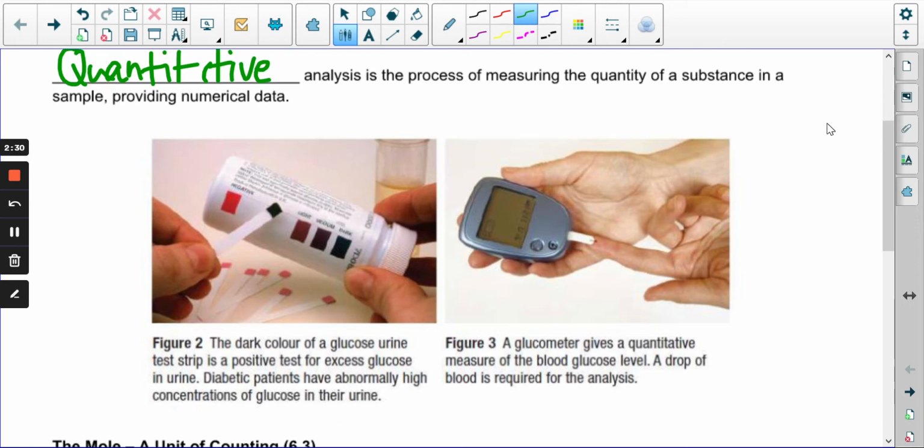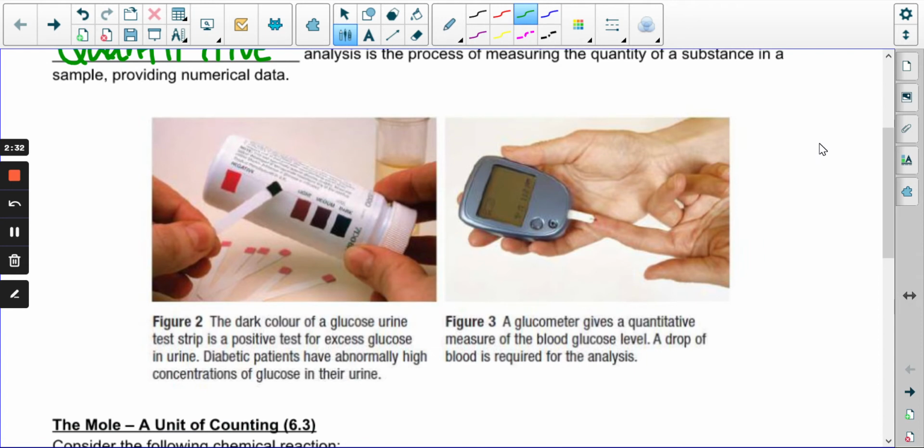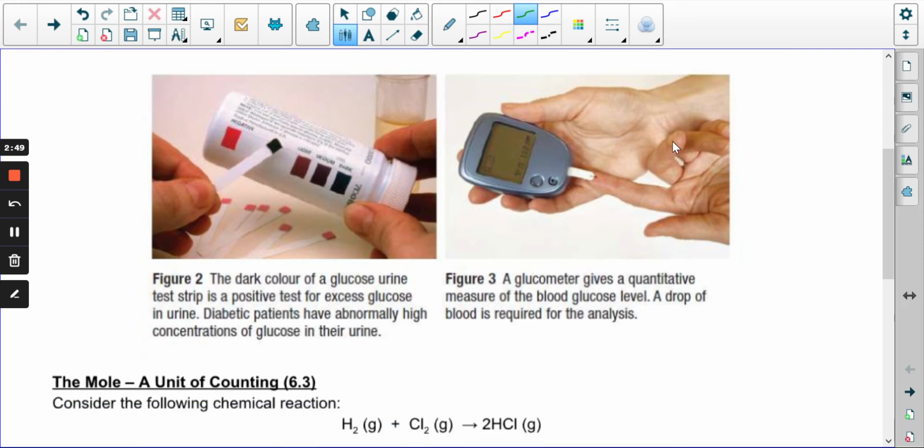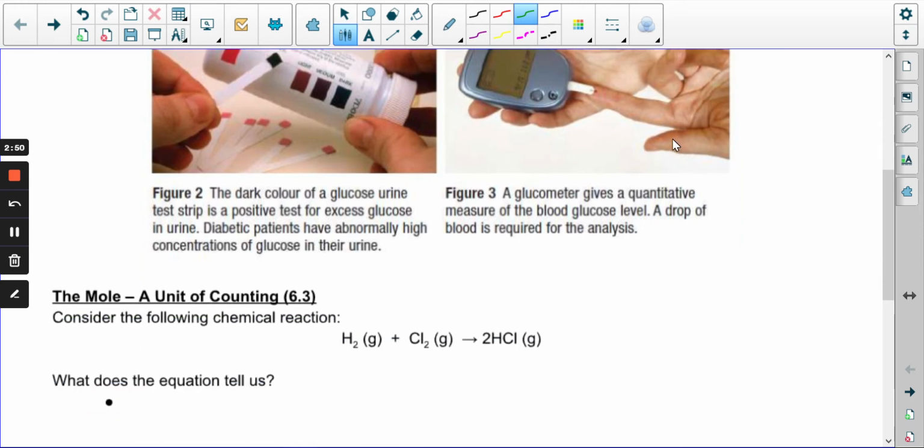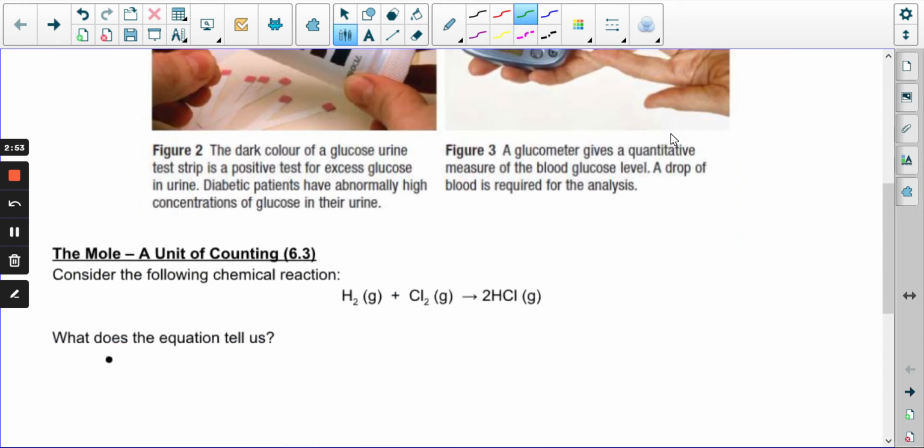So, I wanted to speak about this a little bit because what we're dealing with today and what we're starting to talk about with this unit is using quantitative measurements. So, actually measuring a number of particles, for example, and that type of idea. So, that brings us to talk about the mole. And the mole in this context is a unit of counting.